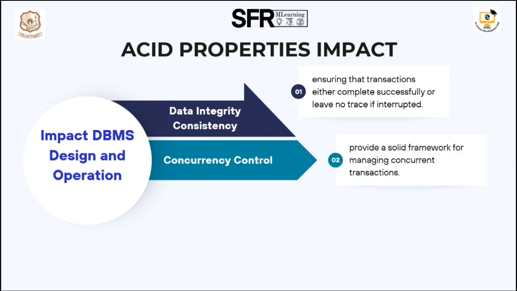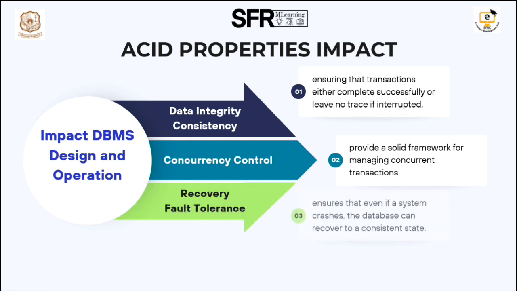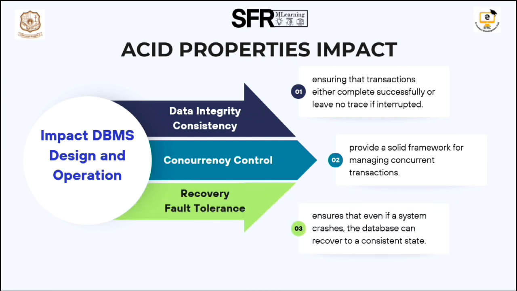The second impact is concurrency control. ACID properties provide a solid framework for managing concurrent transactions. Isolation ensures that transactions do not interfere with each other, preventing data anomalies such as lost updates, temporary inconsistency, and uncommitted data.